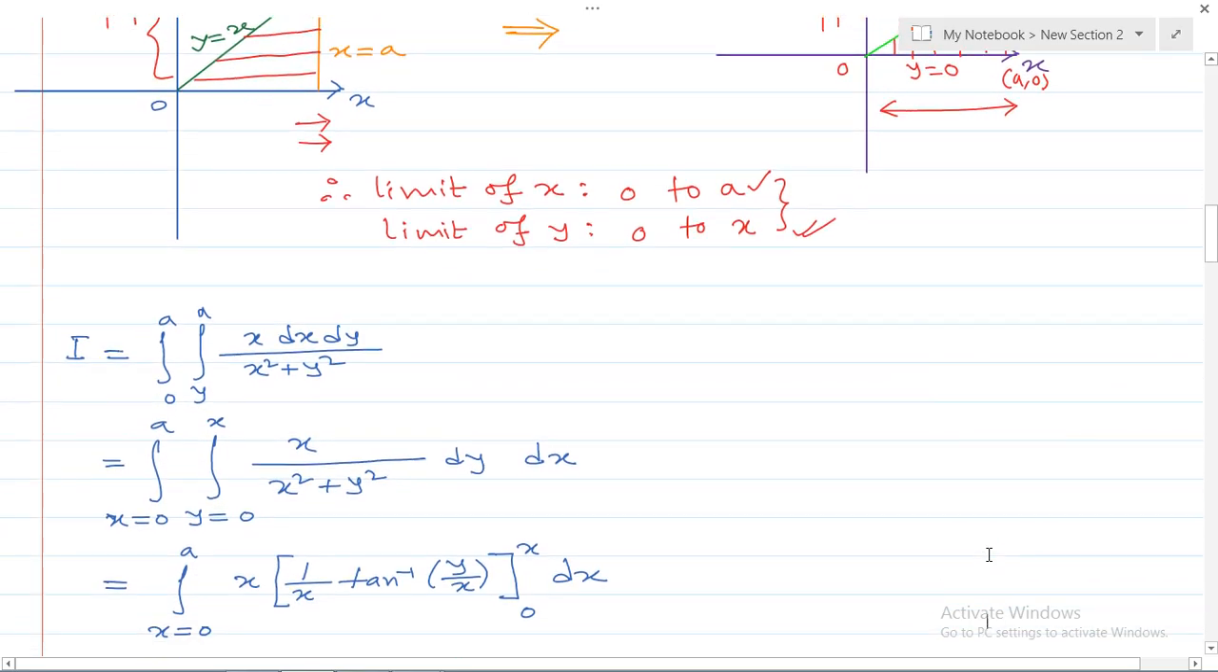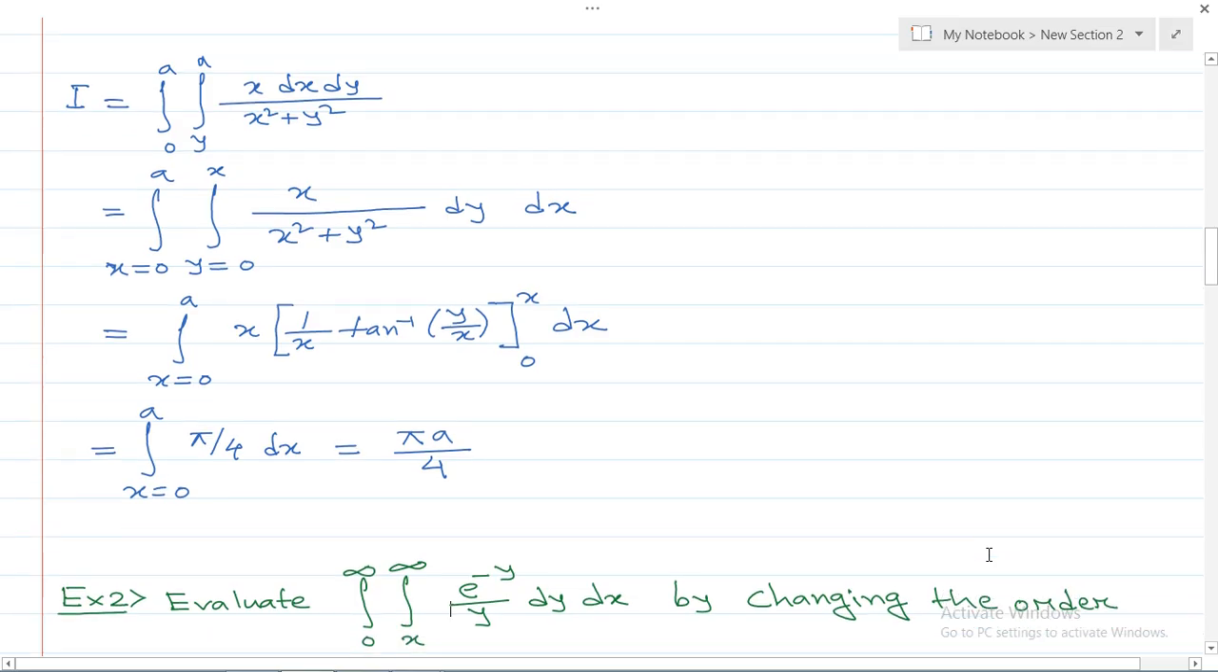Now let us come to the solution part. Initially it was given 0 to a, y to a, x dx dy divided by x square plus y square. Now you can imagine, if this is our integrand, x upon x square plus y square, and we have to integrate it with respect to x, then it will be a little bit difficult to solve. We have to make some substitution, and after the substitution the y value can vanish. That will be the difficulty. So we have to change the order of the integration.